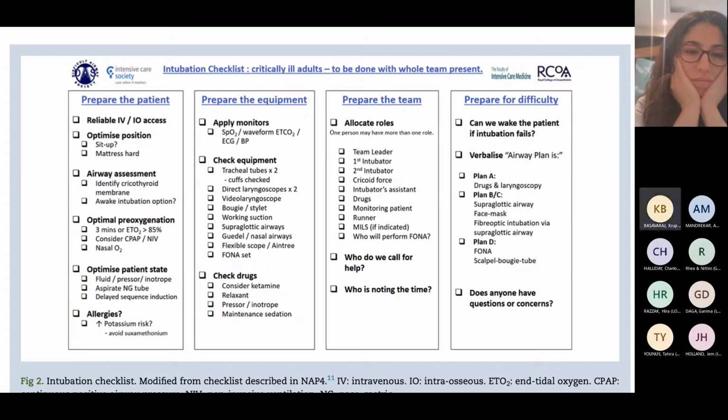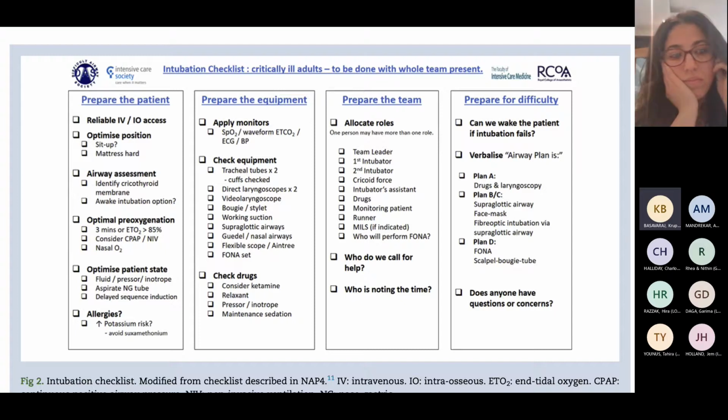Now, I think this is one of the checklists which most of you, if you're working in the ED or even on the unit, would have come across, because this is one of the intubation checklists we always have. These 4 P's are important. Prepare the patient, prepare the equipment, prepare the team, and prepare for any difficulties.